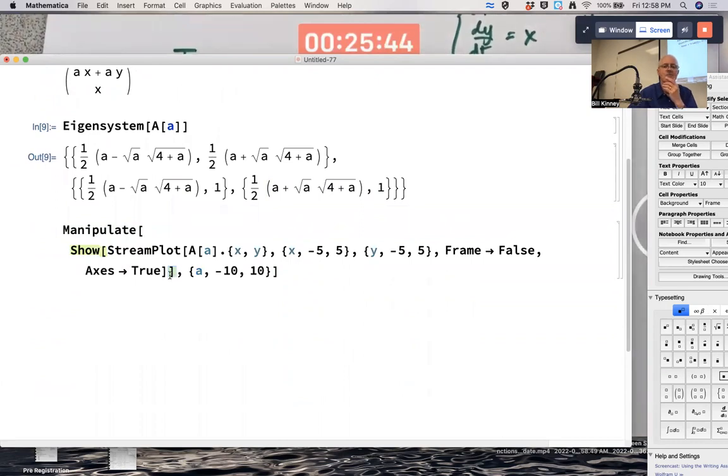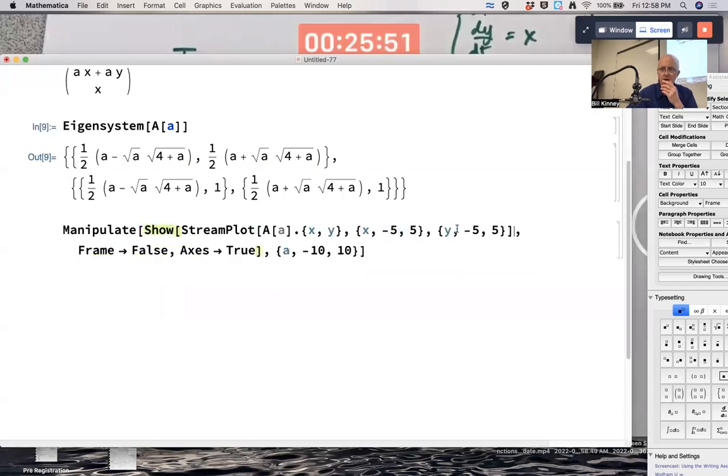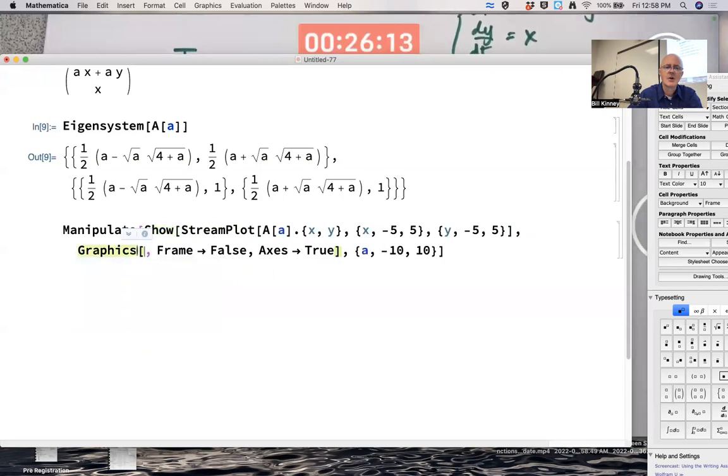Actually, let's see. Instead of putting this N square bracket there, I'm going to put it here right after this one. So I'm going to close off effectively the StreamPlot right there, because I like keeping my Frame and Arrow false and Axes arrow true outside of the Show. That's the reason I'm doing it. Well, outside of the StreamPlot, excuse me. Put another comma. I'd like to draw some arrows.